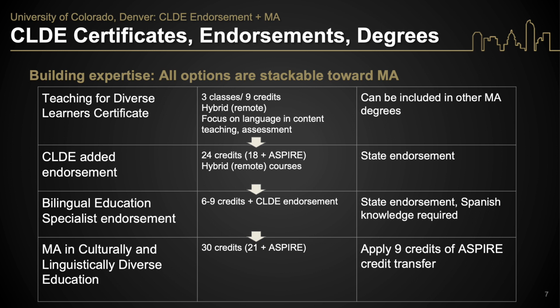We also offer the Bilingual Education Specialist endorsement. That is for teachers who really want to specialize in bilingual English and Spanish. That's 6 to 9 credits plus the endorsement. The state doesn't currently offer it as a separate endorsement. It has to be done in addition to CLDE. And there's finally the Master's in Culturally and Linguistically Diverse Education. That is 30 credit hours. That would be 21 credit hours of additional coursework after you're bringing in 9 credit hours from Aspire.